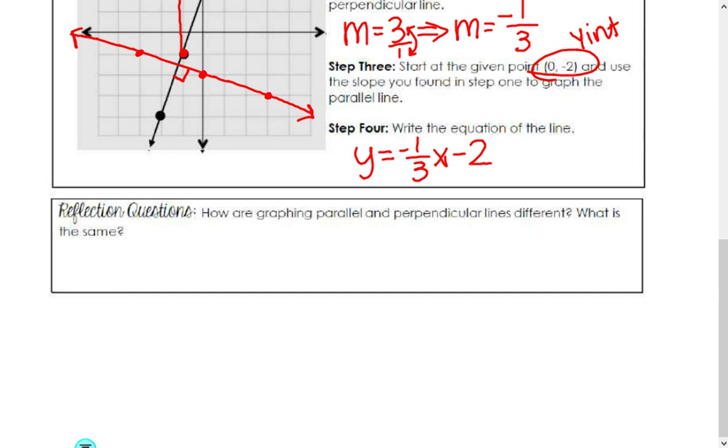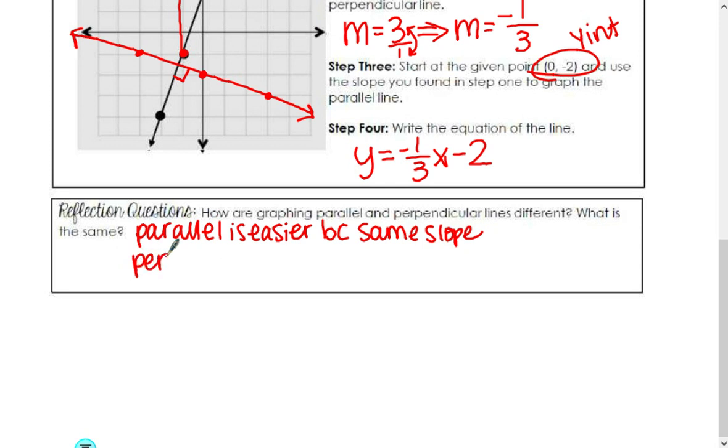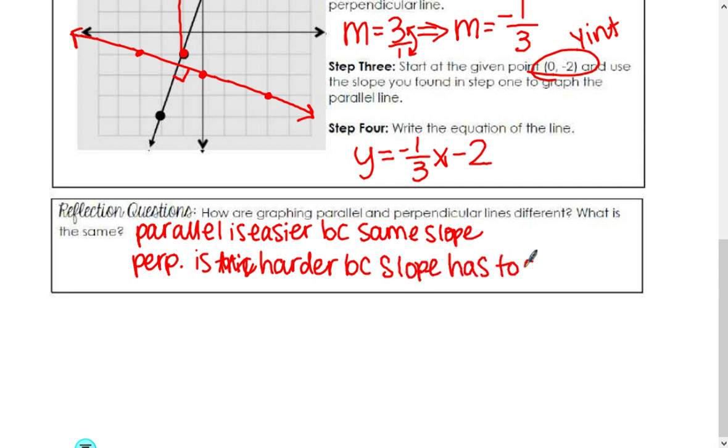How are graphing parallel and perpendicular lines different? For me, I would say parallel is easier because they have the same slope. Perpendicular is trickier, or maybe we say harder, because the slope has to change. So parallel is easy because we keep the slope, but perpendicular is a little trickier, or harder, because we have to change the slope.